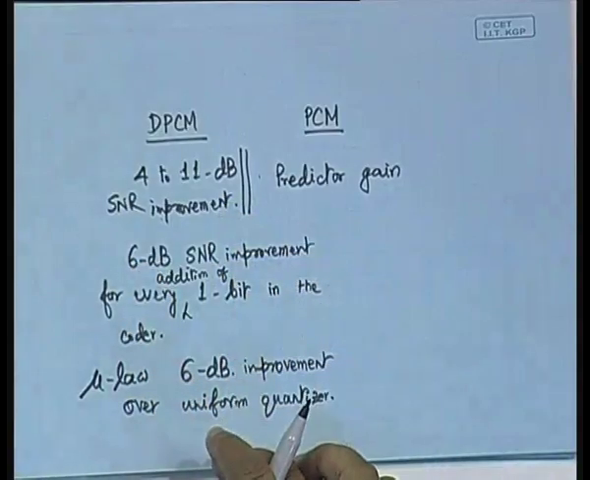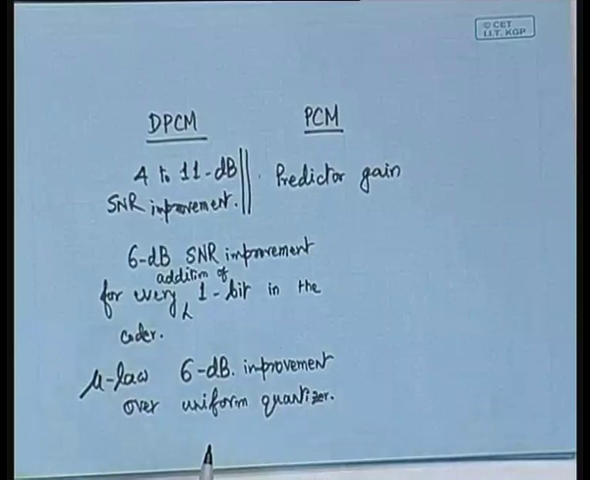Now this 6 dB improvement with every 1 bit in the coder means that you increase the quantization level. Supposing you have an 8 level quantizer, and instead you decide to have a 16 level quantizer. So earlier it was 3 bit and now you are having 4 bit. With the addition of an extra 1 bit into your encoder, you are getting a 6 dB improvement as compared to the 8 level coder.